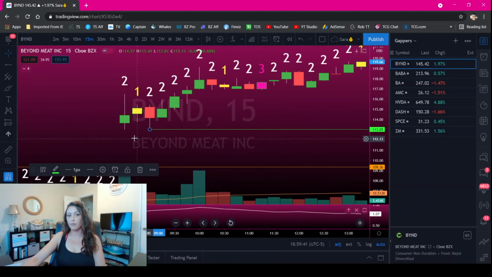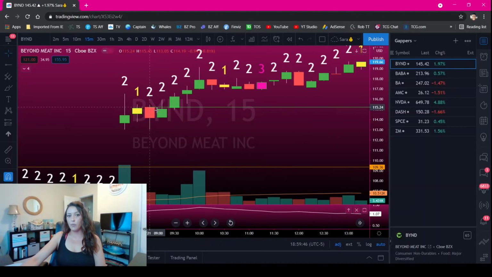Original stop would be the low of this candle. And then once price moved up, you're just going to move your stop up. So your entry was at 115.45. As soon as I could, after the close of a 15-minute candle, I would move my stop to break even. My stop would now be 12 cents in profit from this entry here.